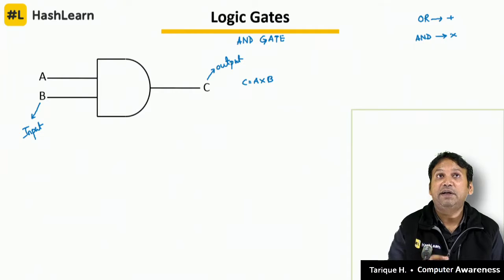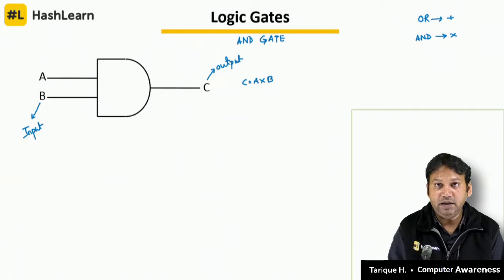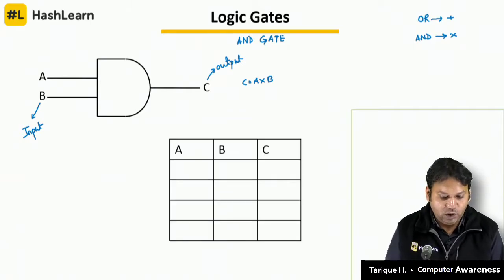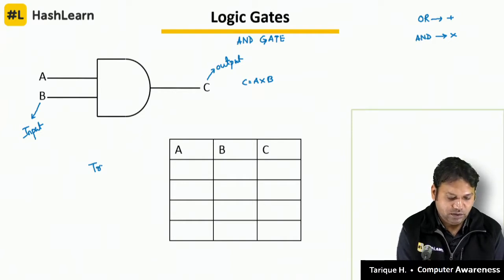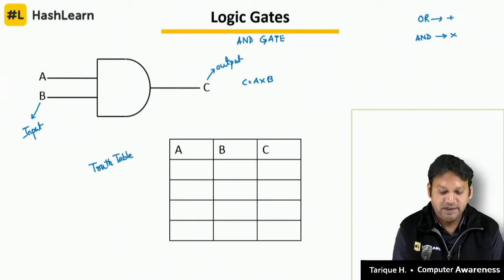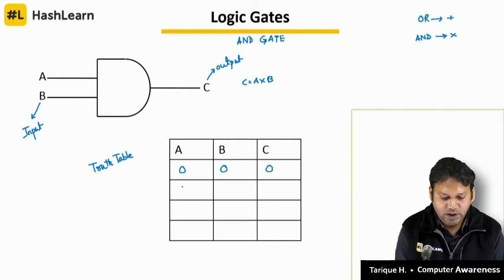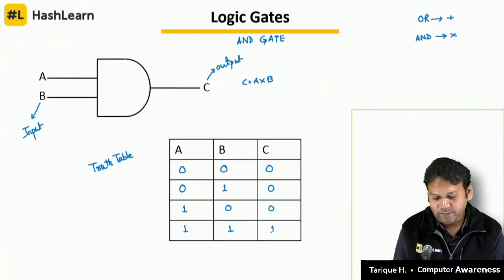If you remember from your mathematical concepts of permutation, combination, or probability, there also we treat OR as addition and AND as multiplication. So what will be the truth table for the AND gate? Multiplication is very simple. A is 0 and B is 0, so 0 into 0 is 0, 0 into 1 is also 0, 1 into 0 is 0, and 1 into 1 is 1.